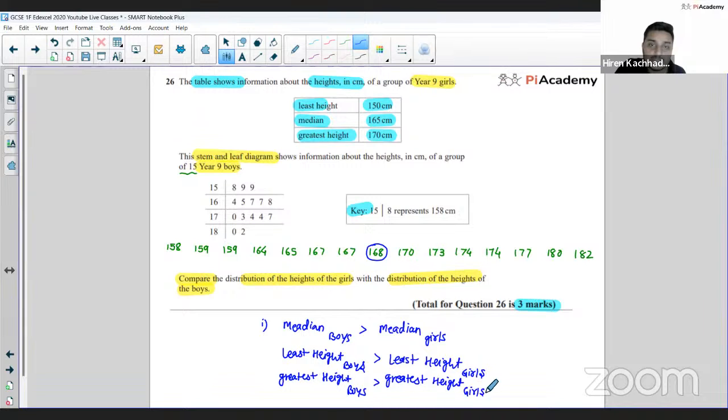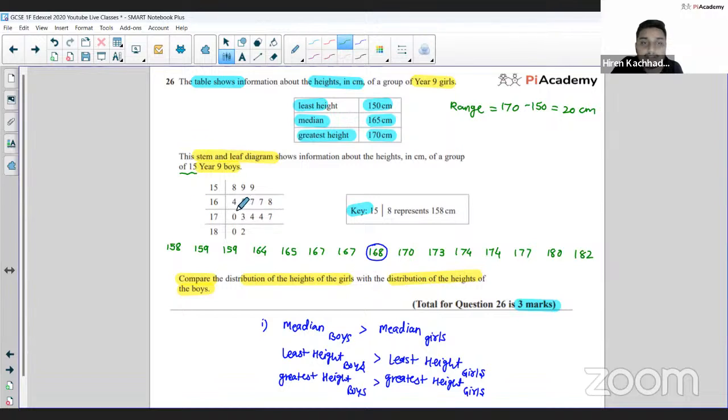One more thing is, we all know how to find the range, right? Range is nothing but highest minus lowest. So the greatest is 170 and the lowest here is 150. So the range is 20 centimeter. Okay, this is for girls.